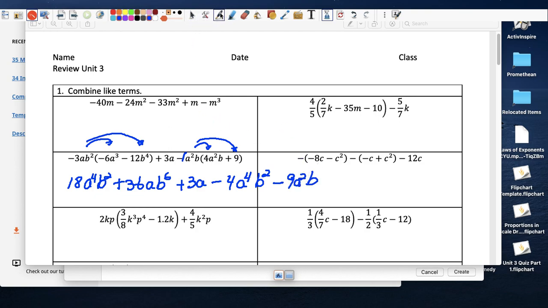Like terms? Yeah, there is. This guy here is an a fourth b squared, and this one is a fourth b squared. It's the only two like terms. So those are the only two that you're going to combine. So 18 minus 4 is 14, a to the 4th b squared. Then I'm going to write this guy here. Plus 36ab to the 6th power plus 3a minus 9a squared b.